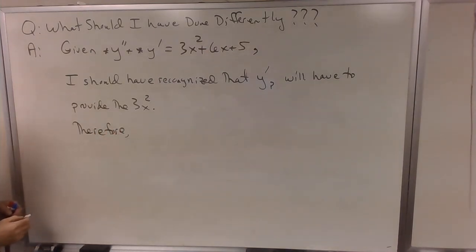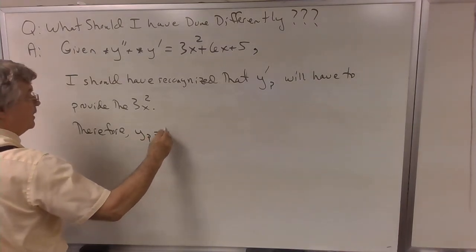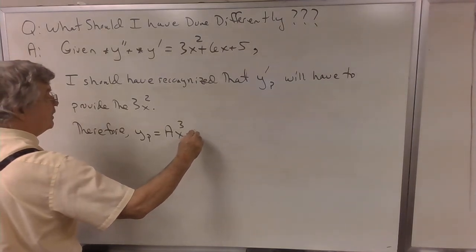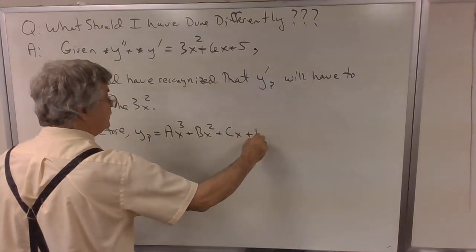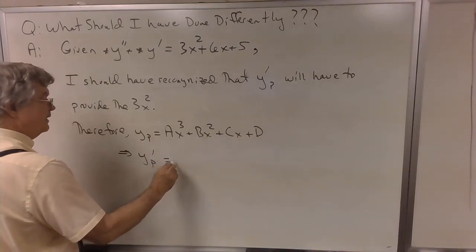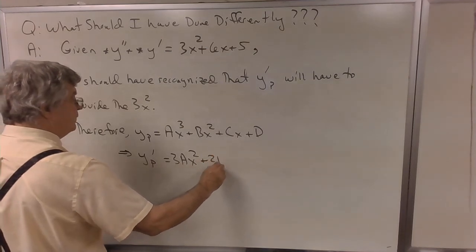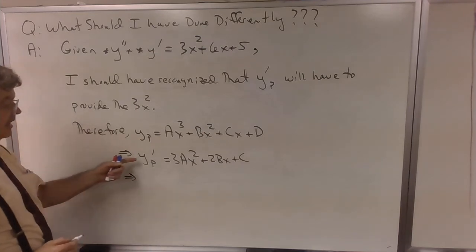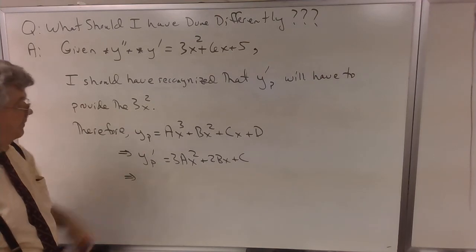So I'm going to say my particular solution is going to be ax cubed plus bx squared plus cx plus d. And then when I compute the first derivative, I'm going to get 3ax squared plus 2bx plus c. And this will give me my x squared term.